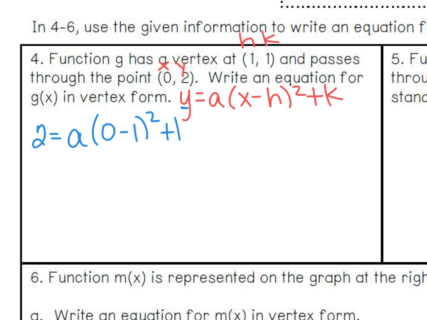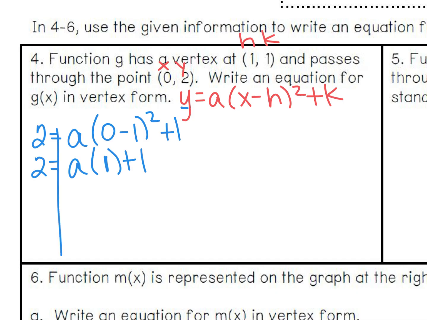So now we're just going to solve it like we've done since 7th and 8th grade. So we have 2 equals. Tell me what 0 minus -1 is. Positive 1. Can we square it? What's 1 squared? 1 times 1 is? +1, plus 1.